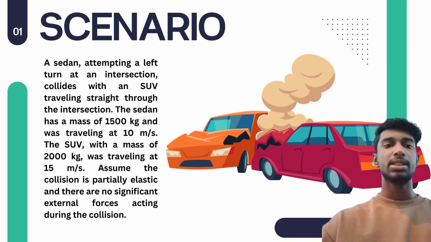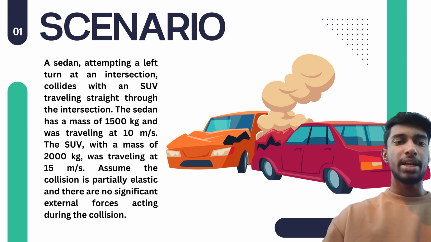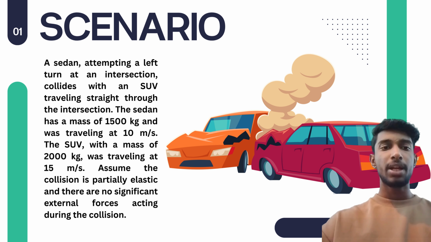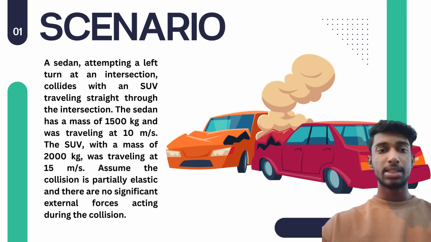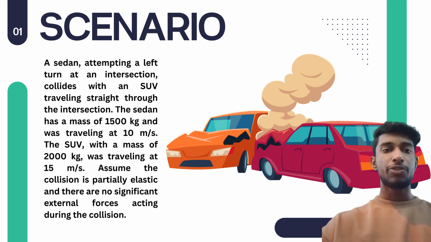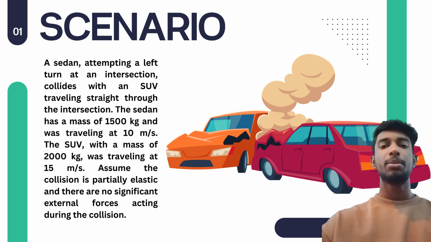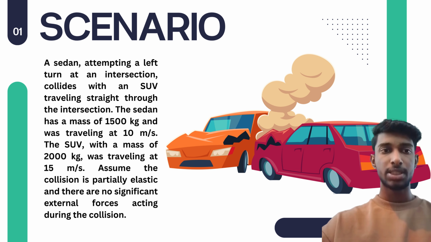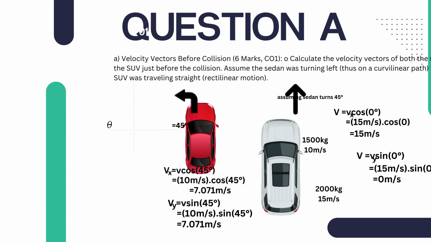Analysis of a car accident at an intersection. In this scenario, a sedan attempting a left turn at an intersection collides with an SUV traveling straight through the intersection. The sedan has a mass of 1500 kg and was traveling at 10 meters per second. The SUV, with a mass of 2000 kg, was traveling at 15 meters per second. Assume the collision is partially elastic and there are no significant external forces acting.